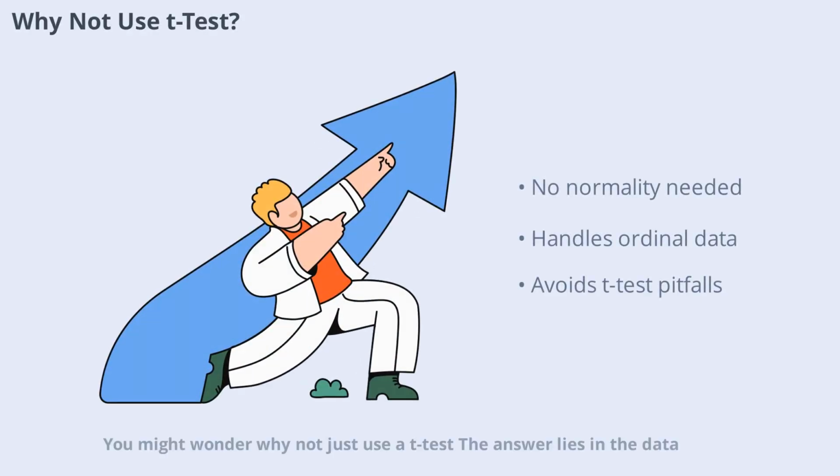You might wonder, why not just use a t-test? The answer lies in the data. The t-test requires normal distribution and interval or ratio data. If your data is ordinal or not normally distributed, results from a t-test could be misleading. The Mann Whitney U test avoids these pitfalls, making it a safer choice for many real-world datasets.